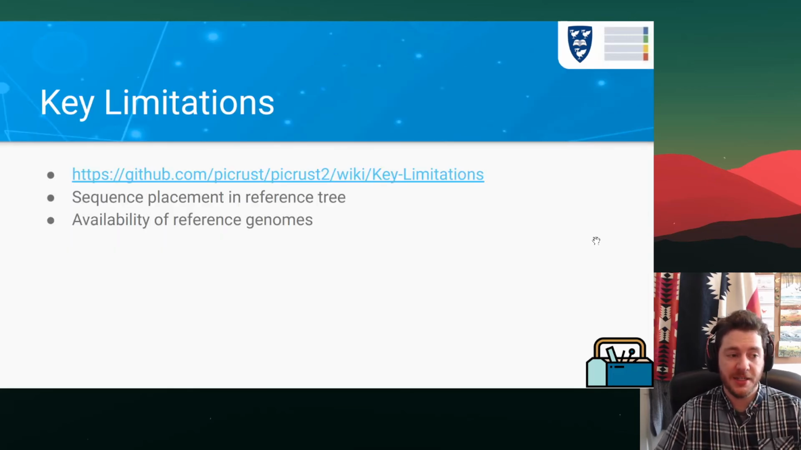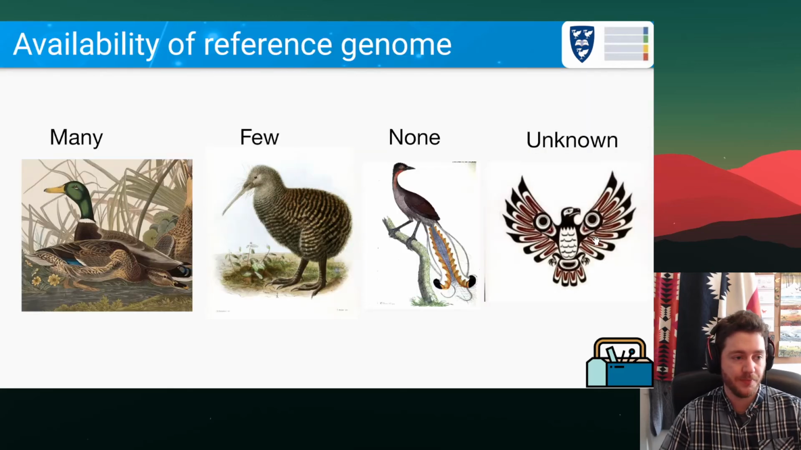Another limitation is the availability of reference genomes. So 40,000 reference genomes sounds like a lot, but in the grand scheme of all bacteria and archaea, it's not that much, especially when you're wanting functional information of everything.